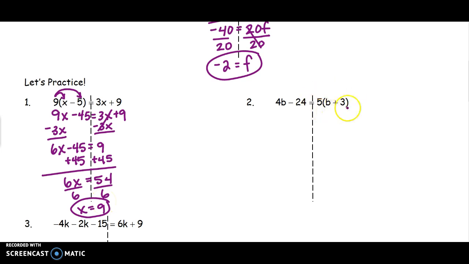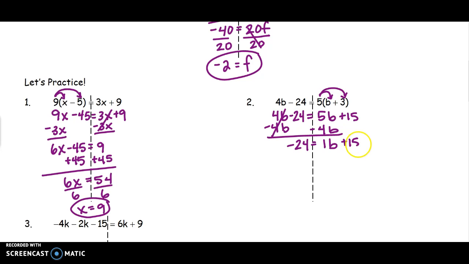In problem number 2, our distribution is on the right-hand side. So we're going to distribute the 5 to both items in the parentheses. Since we do not have anything to simplify on the left in number 2, all we're going to do is bring those down, 4b minus 24. And then we're going to distribute. 5 times b is 5b. 5 times 3 is 15. We would subtract our smaller variable, which 4 is smaller than 5. And we're left with negative 24 is equal to 1b plus 15.